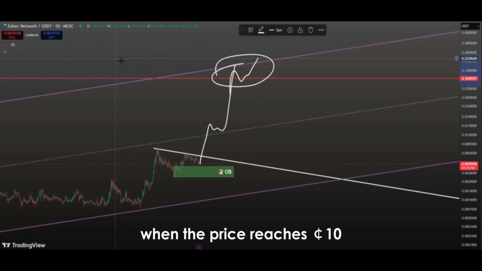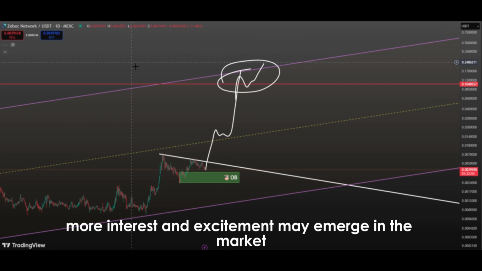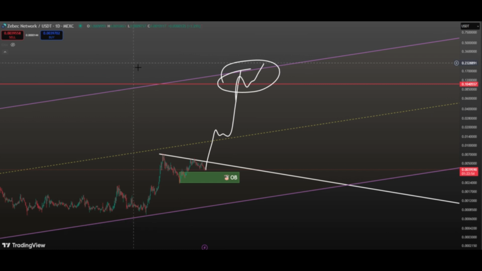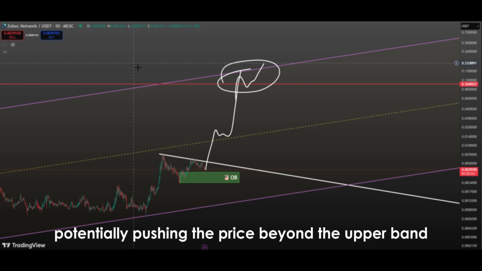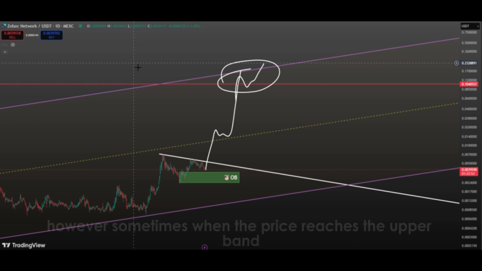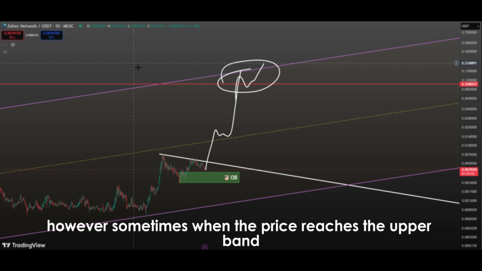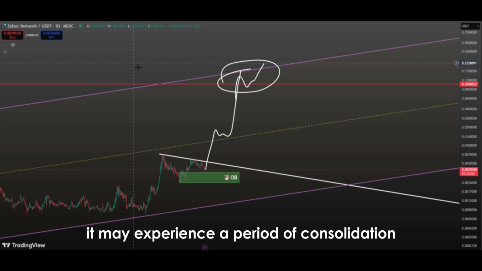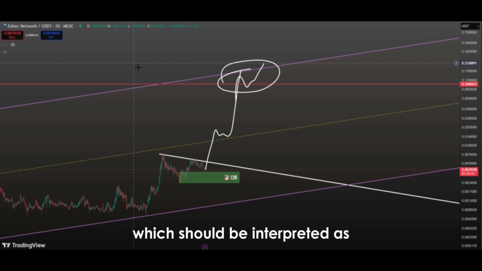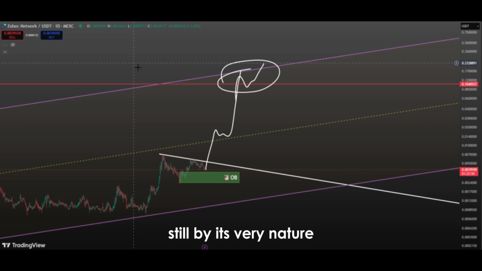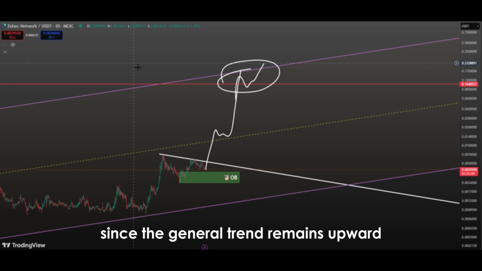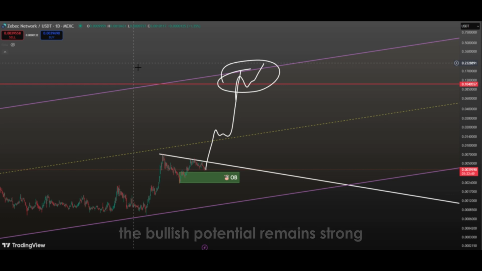Therefore, when the price reaches 10 cents, more interest and excitement may emerge in the market. This excitement may cause more buyers to enter the market, potentially pushing the price beyond the upper band. However, sometimes when the price reaches the upper band, it may experience a period of consolidation, which should be interpreted as a natural breathing phase in the market. Still, by its very nature, since the general trend remains upward in an ascending channel, the bullish potential remains strong even after the price reaches 10 cents.